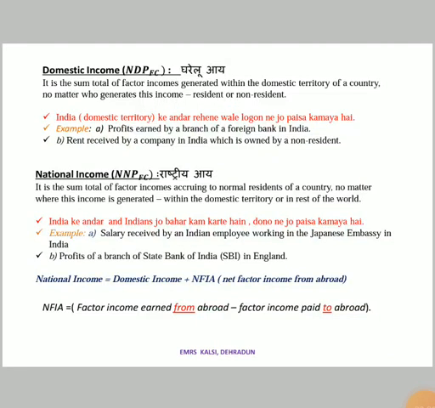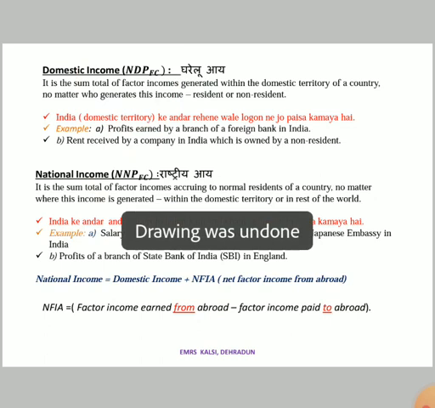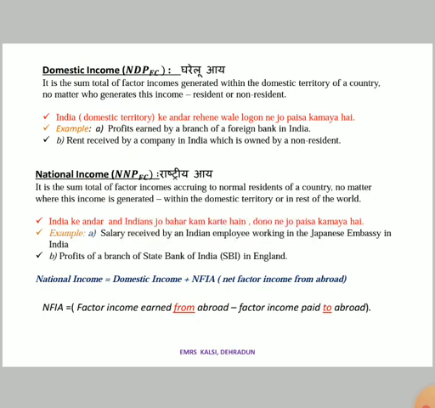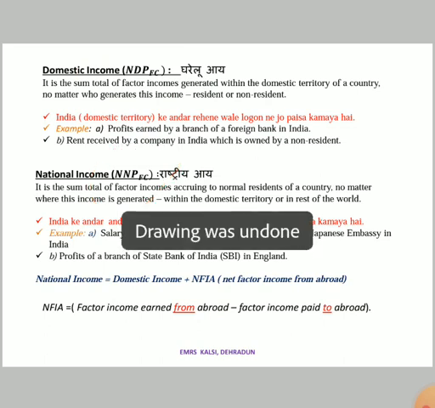So hello everyone. In today's video we will see these two topics, domestic income and national income. In short, domestic income is called NDPFC and national income is called NNPFC, meaning net domestic product at factor cost and net national product at factor cost. Now, what is domestic income?